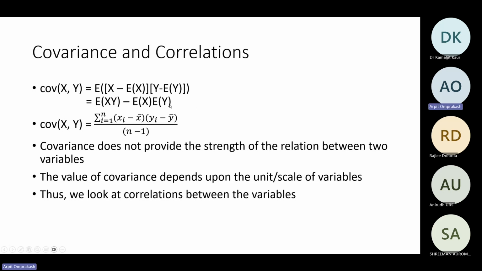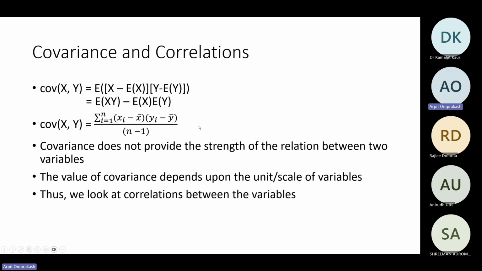So just to recap, we all know that covariance between x and y is given as expectation of x into y minus expectation of x into expectation of y. So this tells us how the variable y changes with relation to x, or how the variable x changes with relation to y. So if we increase or decrease the value of x or y, what happens to the other variable?